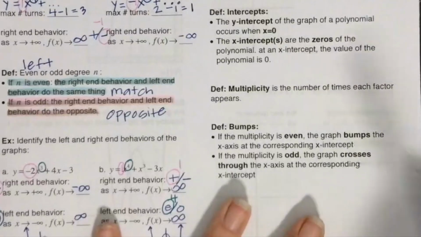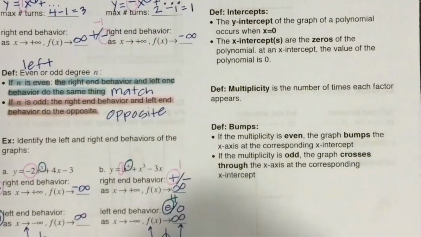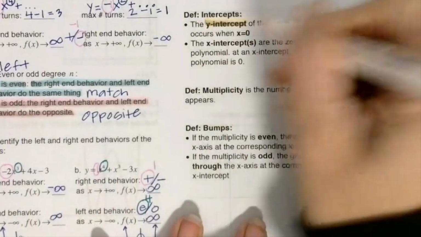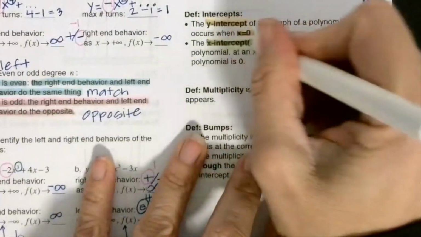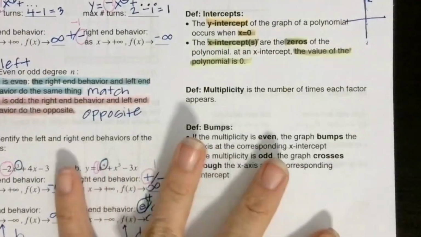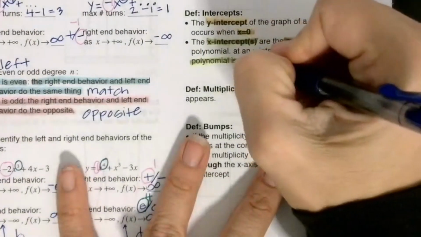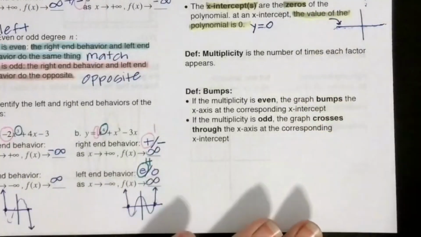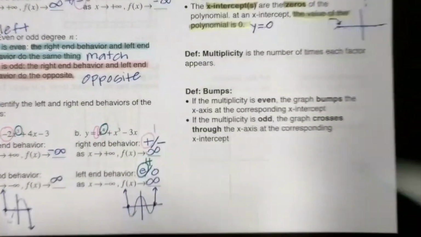Now we're going to go over 2 more things. They are intercepts. So the y-intercept is when x equals 0. When you want to find your x-intercepts, these are also called zeros, the y equals 0. Another way to say that is just y equals 0. Multiplicity is the number of times each factor appears.